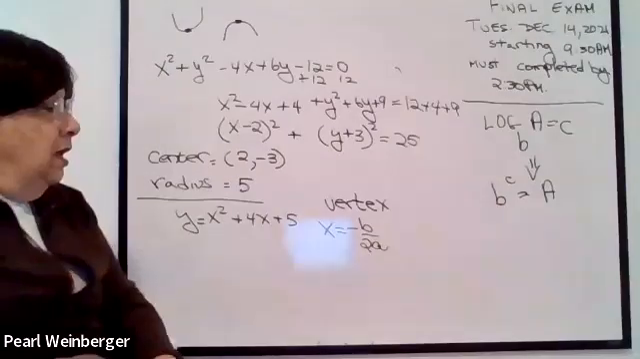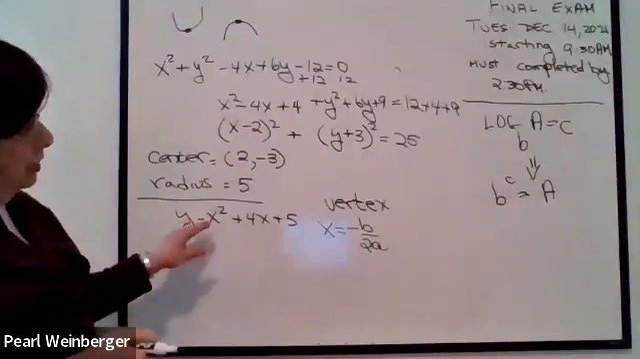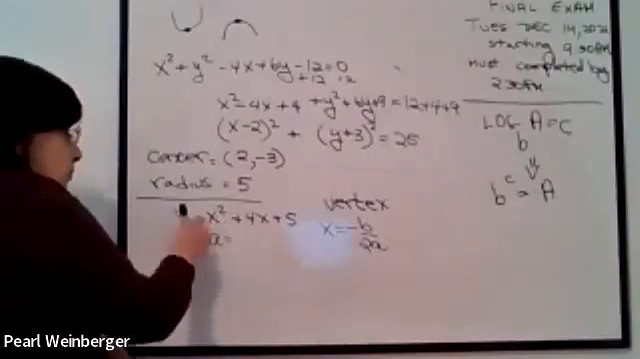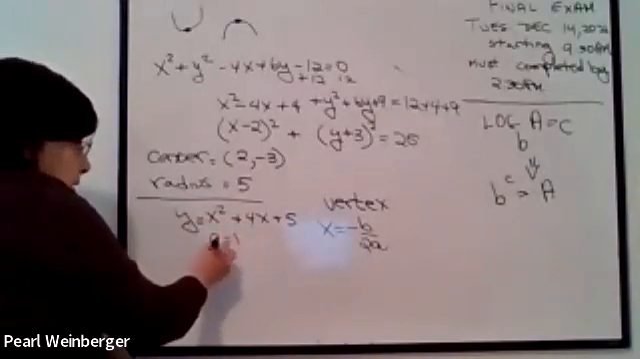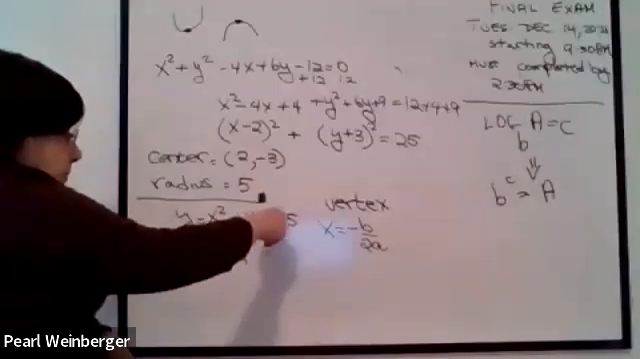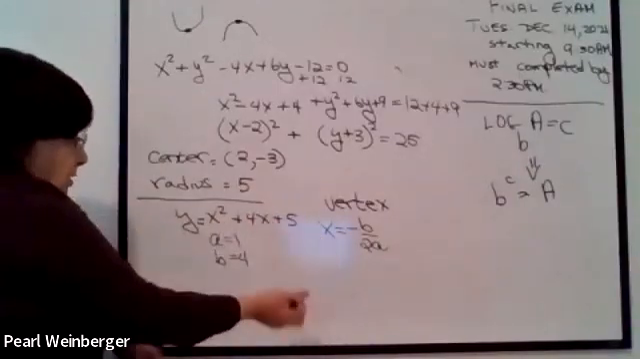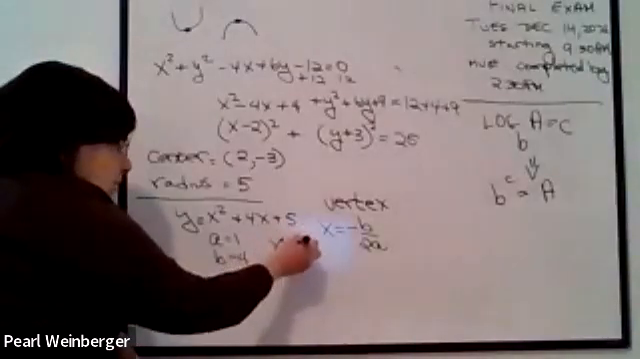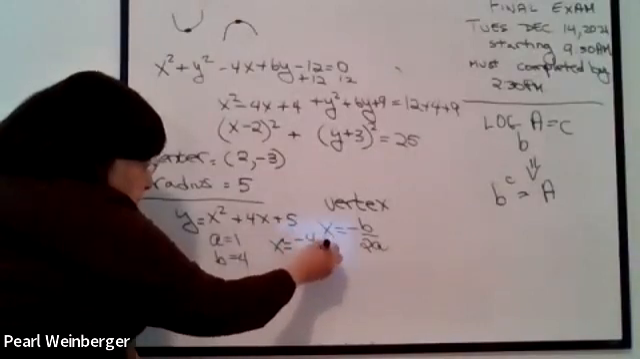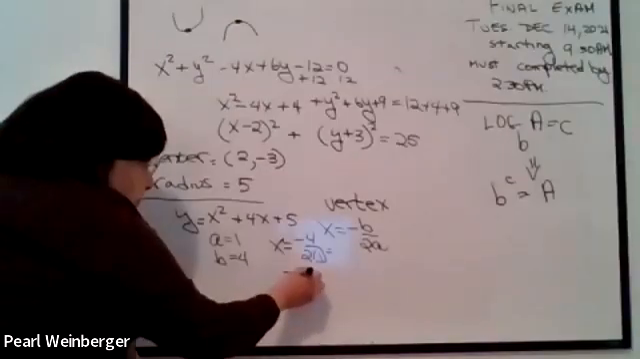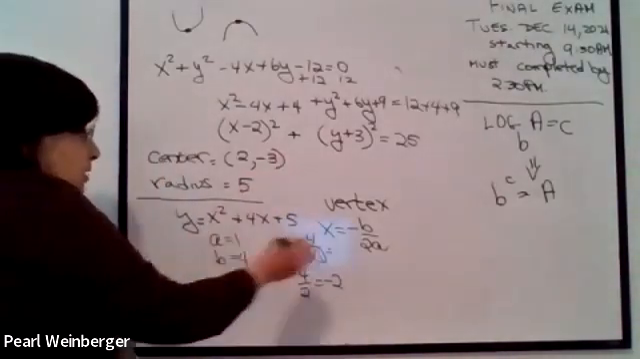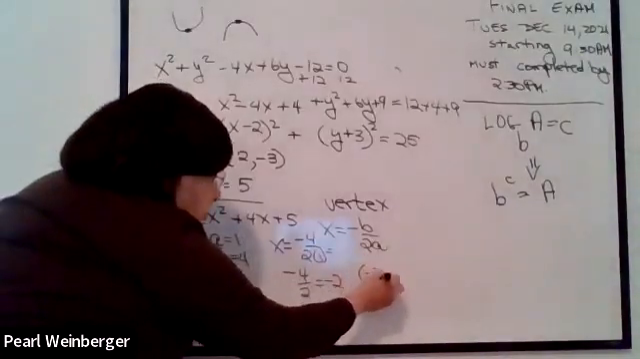And to get the y value of the vertex, we then stick that number back into the equation. In this case, my a, the number in front of the x squared, is 1. The b is a positive 4. The c happens to be 5, but we don't need the c for this. So we're going to do x equals negative 4 over 2 times 1, which is negative 4 over 2, or negative 2. So the vertex is going to be negative 2 something.